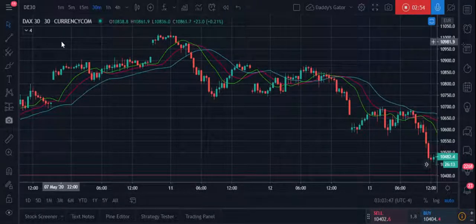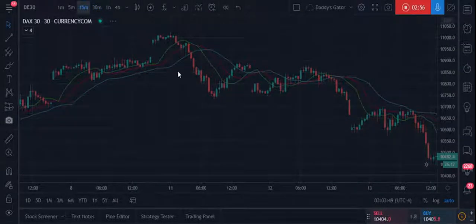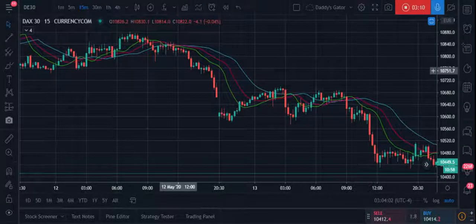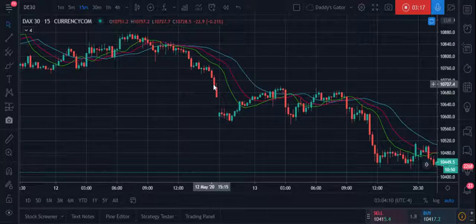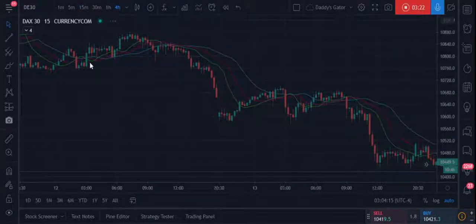Let's find an uptrend. It's the same thing for going long. I just gave you guys an example of going short. When the lips cross below the teeth and the jaw, you're supposed to sell. And when the lips cross above the teeth and the jaw, you're supposed to buy.